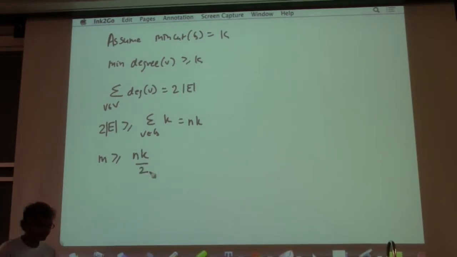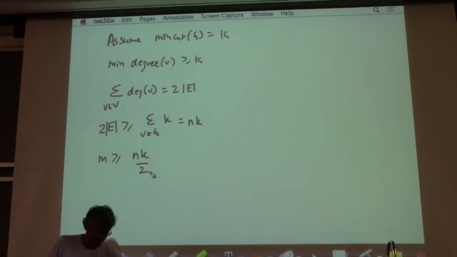Right? What is that function? Number of vertices. So I'm somehow implying this is a good thing. Why is this a good thing? Why should it be a good thing? The number of edges is very large compared to the size of the cut.